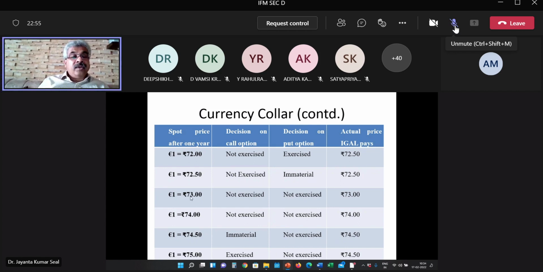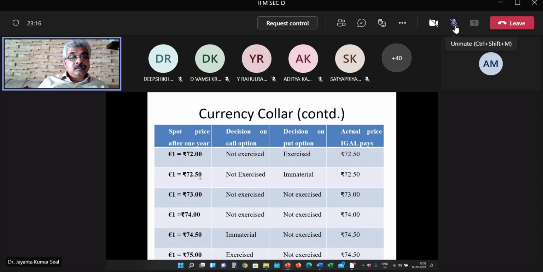If the price is 73, the call option, you still do not exercise. Why? You have the right to buy at 74.5. Market price is 73. So you will prefer to buy it from the market at a price of 73. What about the put option? That person has the right to sell at 72.5.